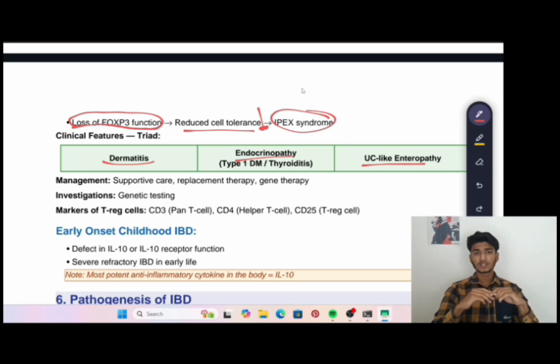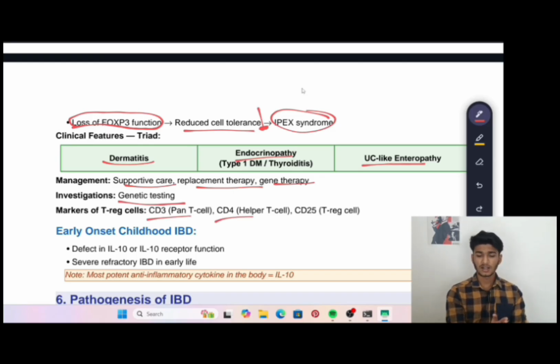The management for IPEX syndrome is okay. The gene is affected. So basically, what you will do, you will do gene therapy, gene treatment. So gene therapy, gene replacement, supportive care. That is just the management. And in investigation, you will do gene testing. And in gene testing, which marker will be tested? You will test CD3 marker, CD4 marker, and CD25 marker.